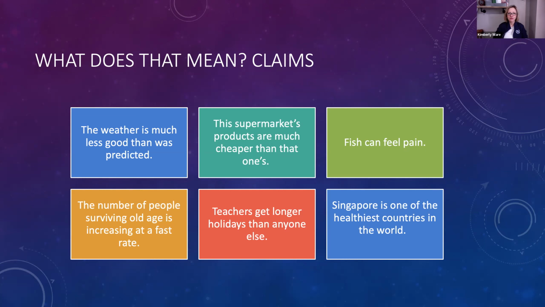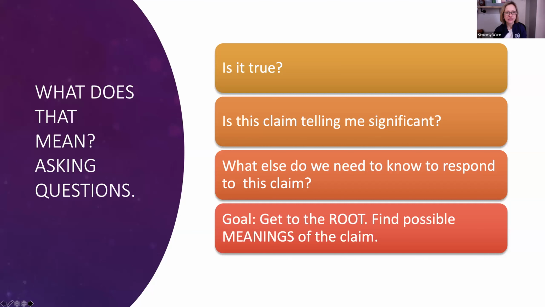Claims can come in the form of predictions, evidence, hypotheses. They can be recommendations or principles. And so we see that with each of these actual claims that people can make. When we're looking at these claims, the next part of making a claim, a declarative sentence, is asking, well, what does that mean? To be a critical thinker, we have to ask questions.